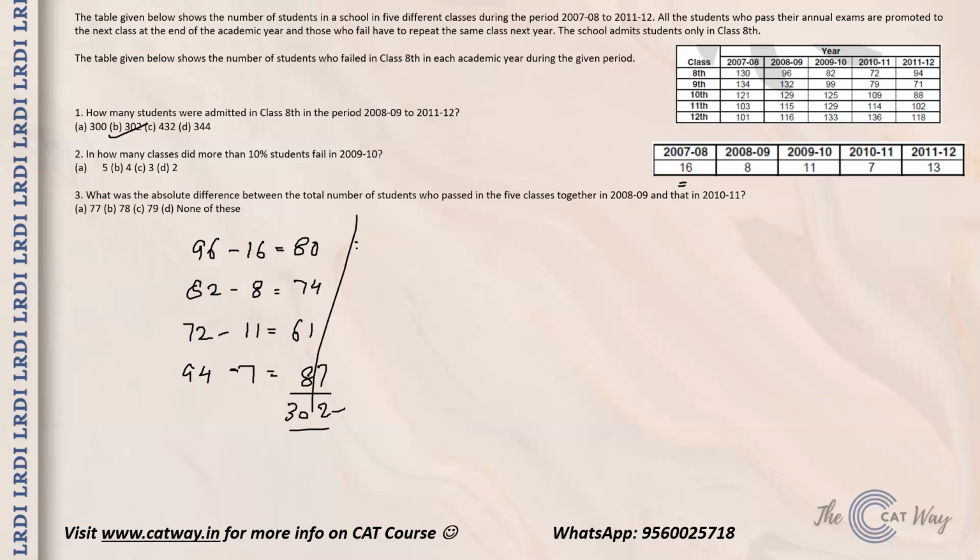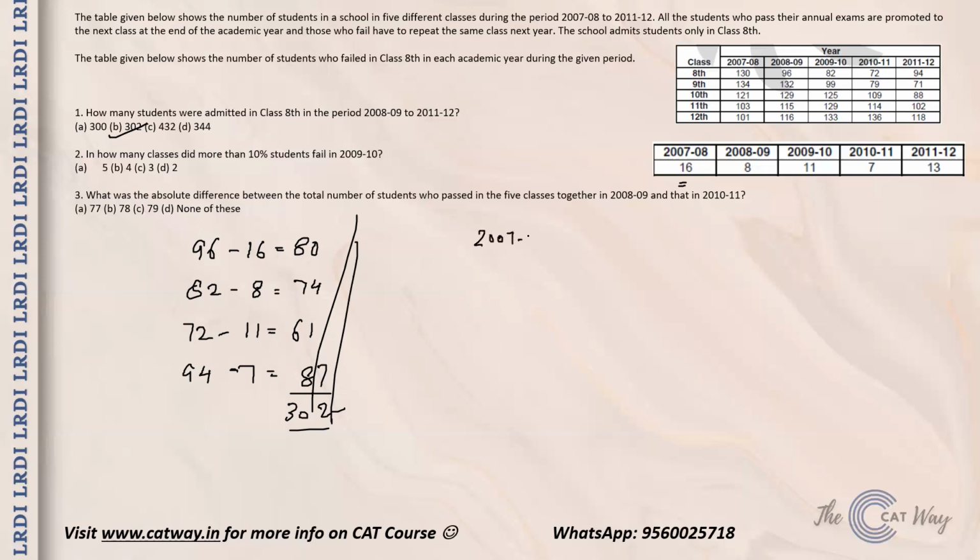Okay. Chalo. Next, what do we have is: in how many classes did more than 10% of students fail in 2009? So for this, what you will have to do is make a table. Without it, nothing is going to happen. So chalo, let's make a table for 2007-8.